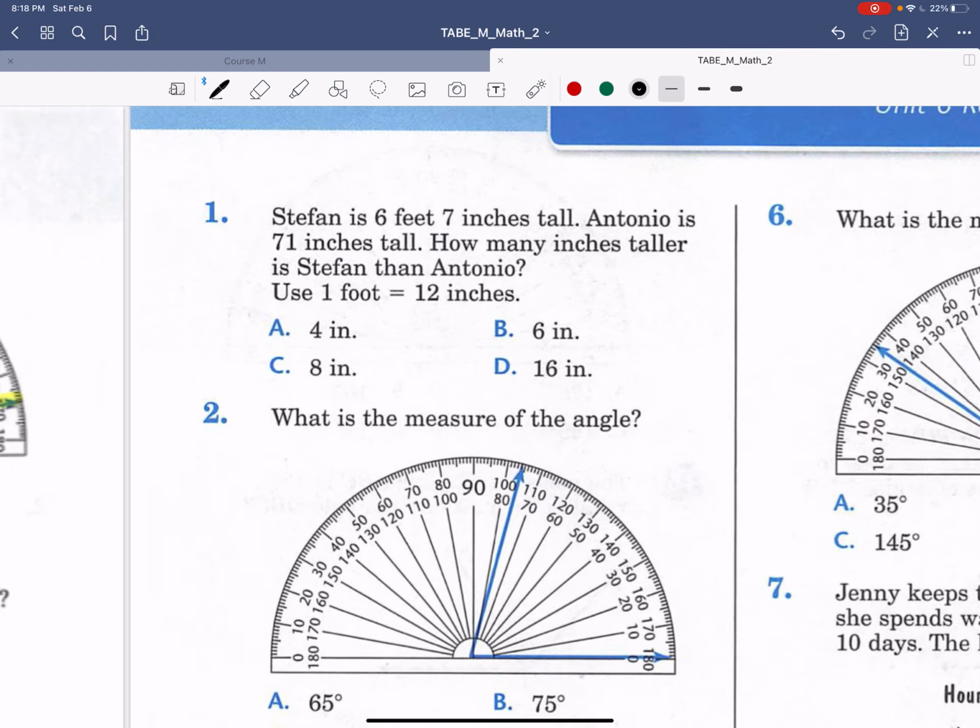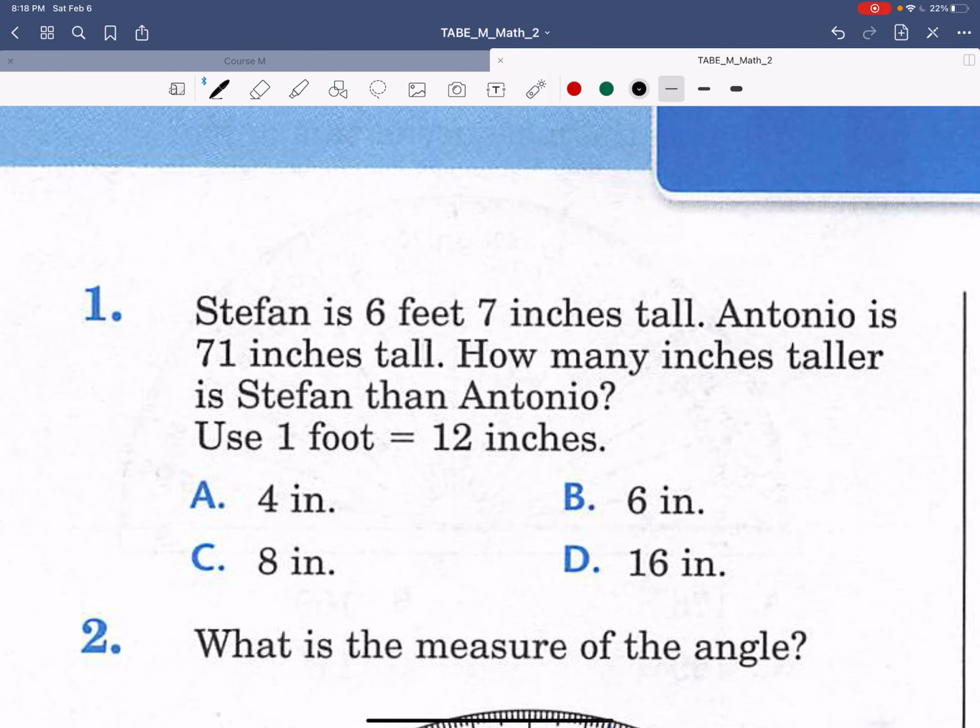All right, number 1. Stefan is 6 feet 7 inches tall. Antonio is 71 inches tall. How many inches taller is Stefan than Antonio? Use 1 foot equals 12 inches. Well, a couple of things I want you to notice keyword-wise. I have the word taller, that is subtraction, as well as the word than. That will be subtraction usually. Taller than, so I need to subtract on this one.